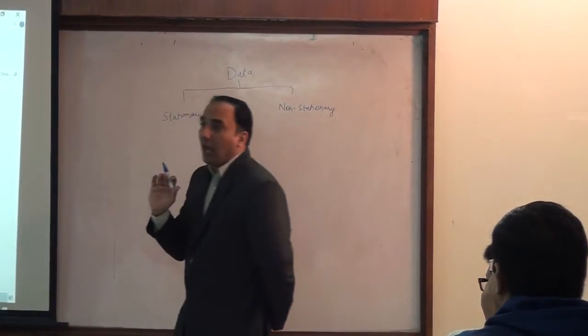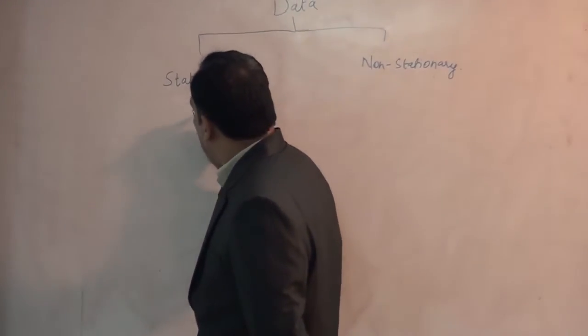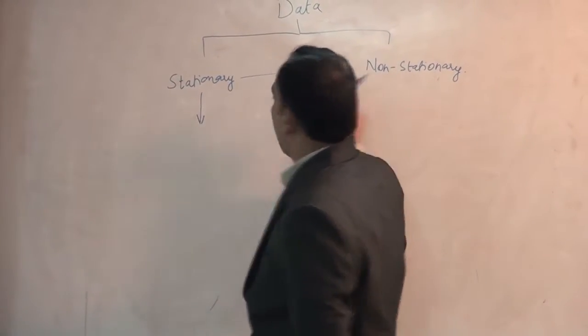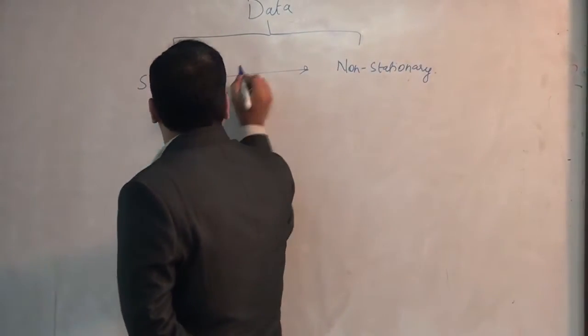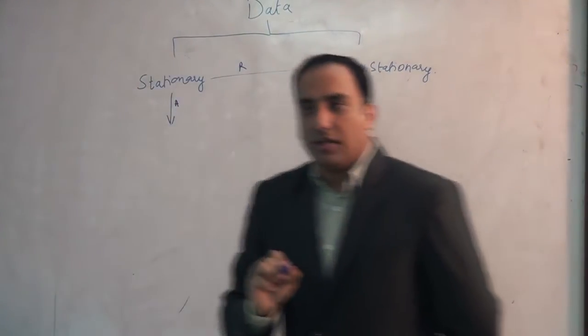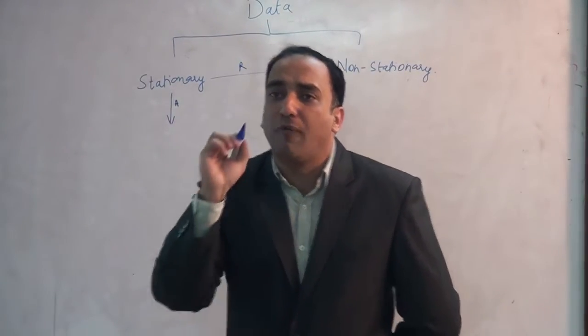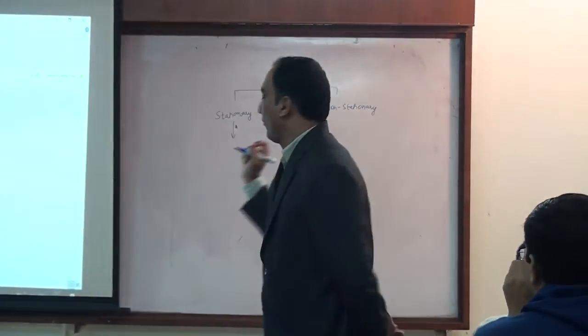Now, stationarity can either be accepted or it can be rejected. If it is rejected, it means it is non-stationary. Once it is accepted, then I have to first check the nature of my dependent variable.